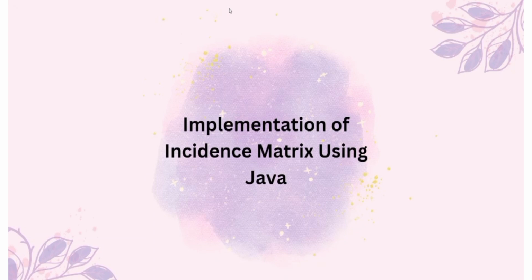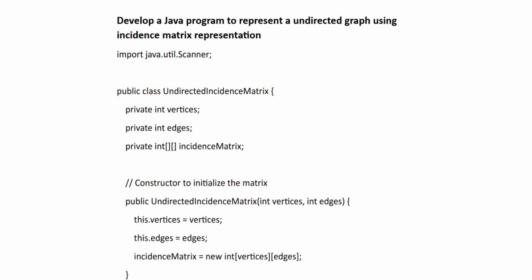Now let's see the implementation of the incidence matrix using Java. Implementation of the incidence matrix in an undirected graph. We know that for an undirected graph, both vertices connected by an edge will have a 1 in the edge column, indicating that they are both connected by this edge. We declare three fields: vertices, edges, and incidence matrix. It is a 2D array.